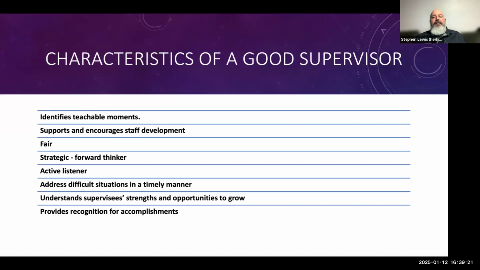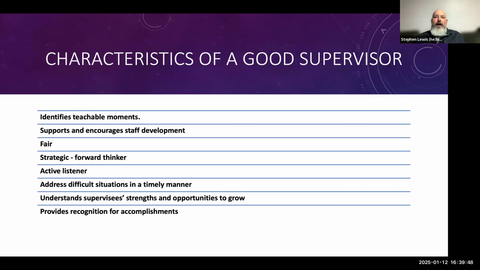You understand supervisees' strengths and opportunities to grow, and we really should be as strengths focused as possible. We know strengths based approaches, the benefits of those, and we know that if we're working with whether it's a client or a recreational therapist, when we focus on their strengths, they're going to continue to build those strengths even more and become stronger in those ways. But we also have to be able to identify these opportunities for growth.